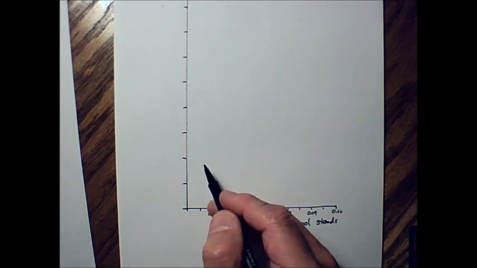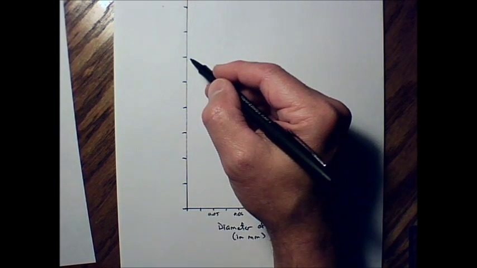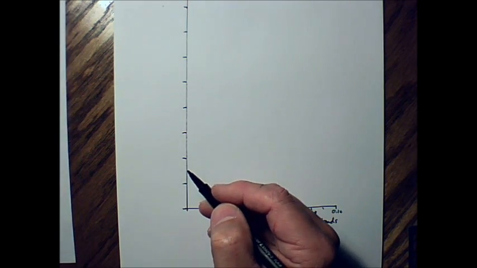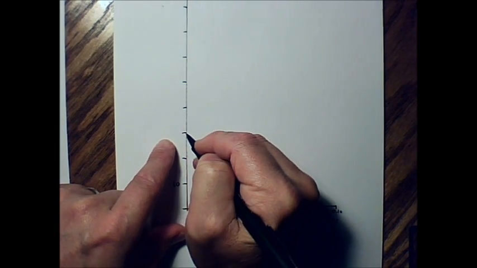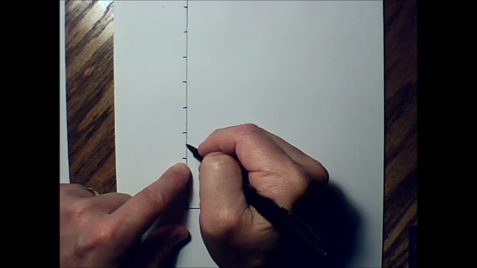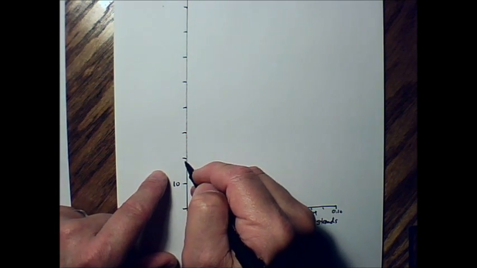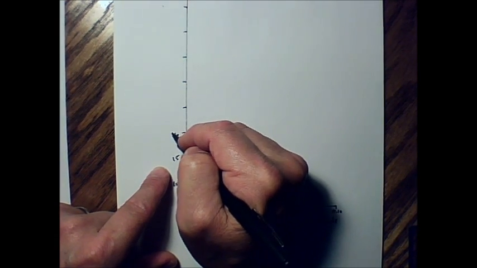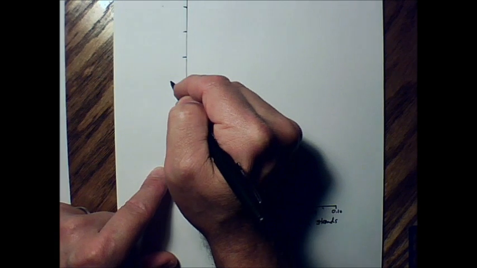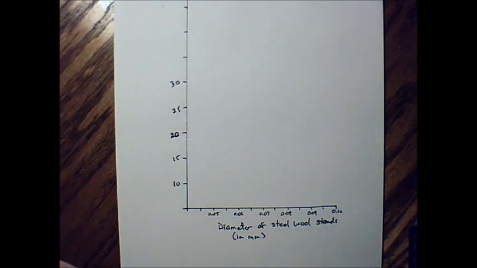Let's just make this 10 here, and we'll make this 12, 14, 16, 18, 20. That's not going to do it. So we'll make this one 10, 15, 20, 25, 30. That's about the best I can do here. How many lines you got on that one? I use 5.